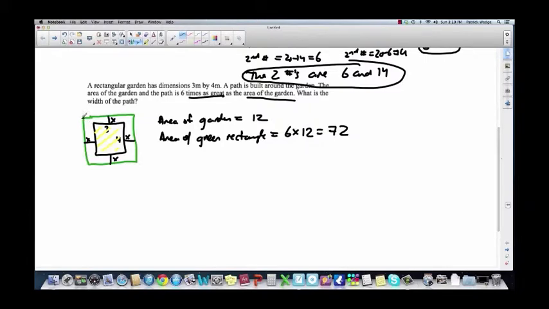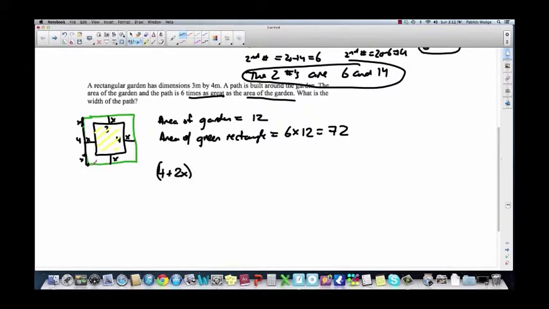Now, how far is it from here to here? Well, you know from here to here is how much? 4. But you also know from here to here, this is x, from here to here, this is 4, and from there to there, this is x. So total, this dimension here is 4 plus 2x.